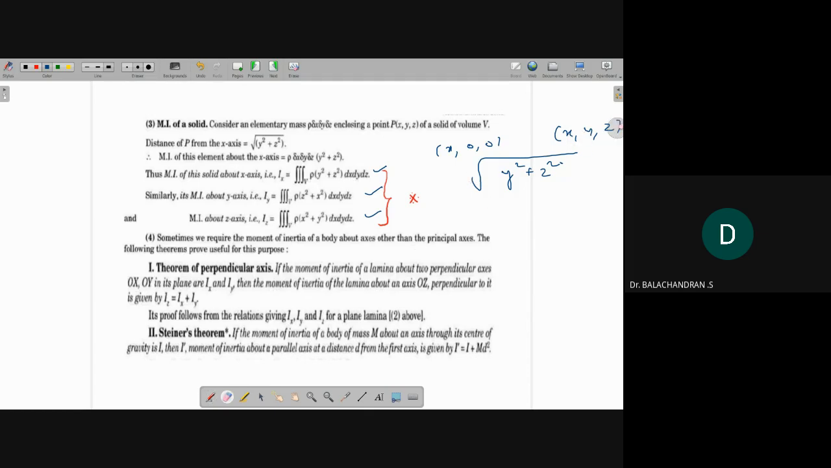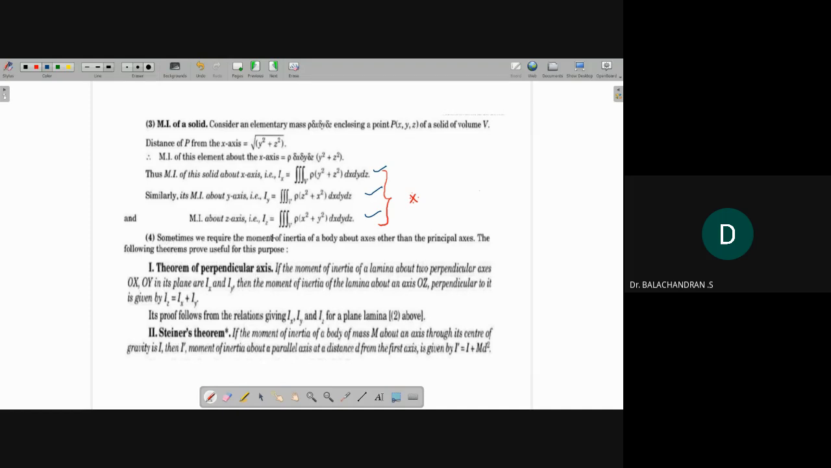Similarly, you can find the moment of inertia about y-axis, Iy, equal to triple integral over V rho into z square plus x square dx dy dz. Moment of inertia about z-axis is Iz equal to triple integral over V rho into x square plus y square dx dy dz. And then the theorem of perpendicular axis, here it is.